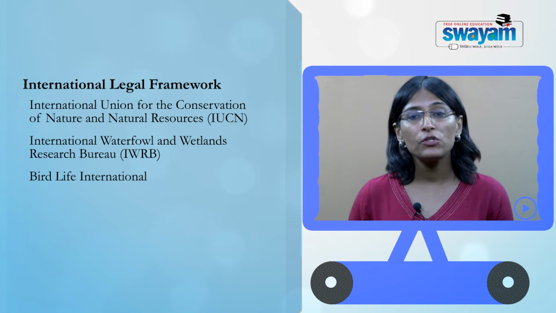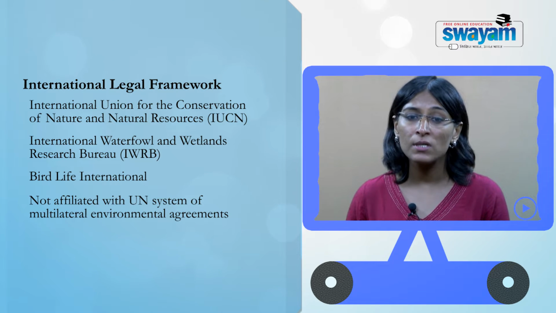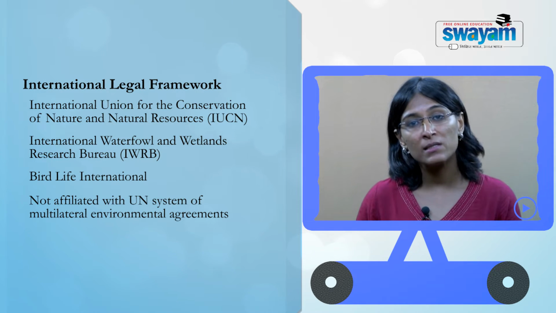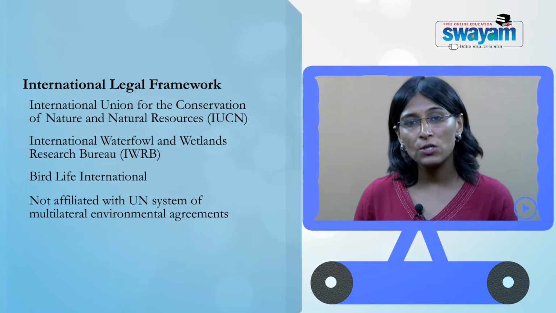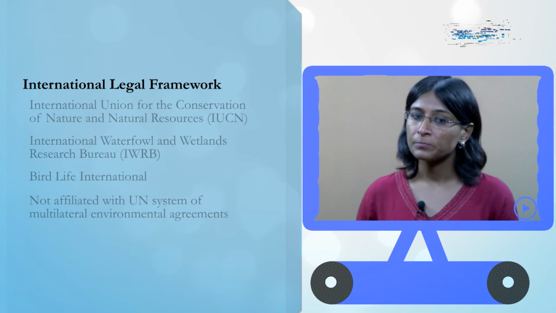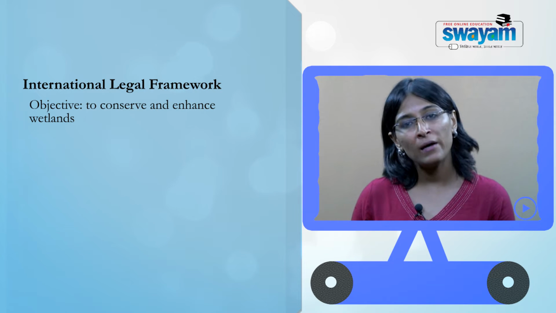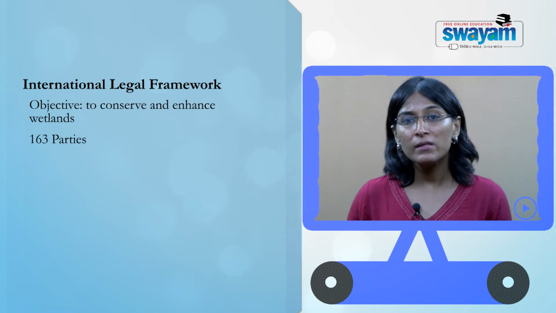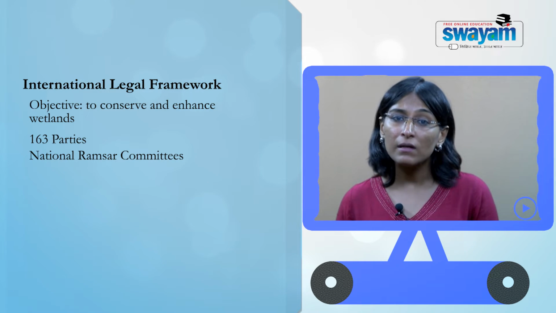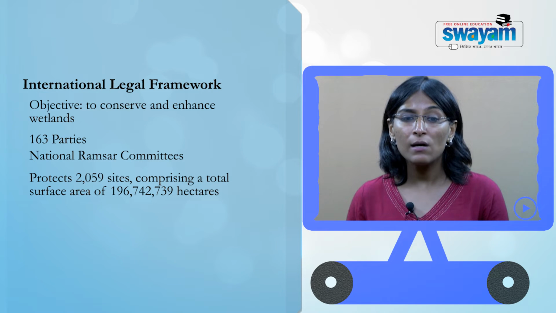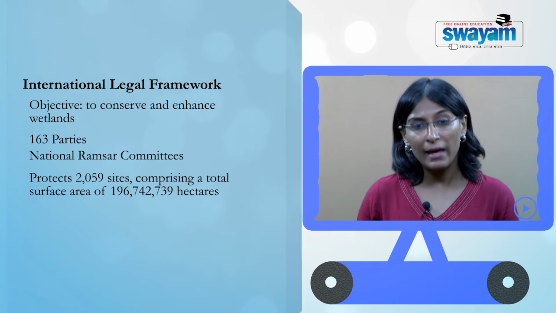The third interesting feature of the Ramsar Convention is that it is not affiliated with the United Nations system of multilateral environmental agreements, which comprises other conventions like the Convention on Biological Diversity, the United Nations Framework Convention on Climate Change, etc. The primary objective of the Ramsar Convention is to conserve and to enhance wetlands. It has 163 parties, all of which have a national Ramsar committee. The Ramsar Convention protects at least 2,000 sites which comprise a total surface area of several hectares.